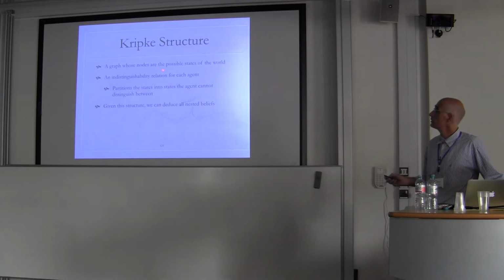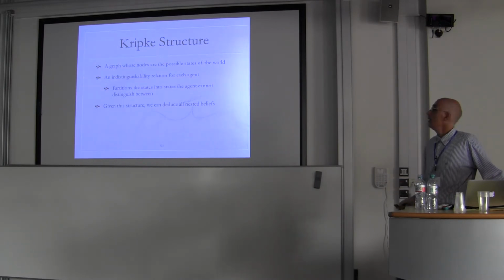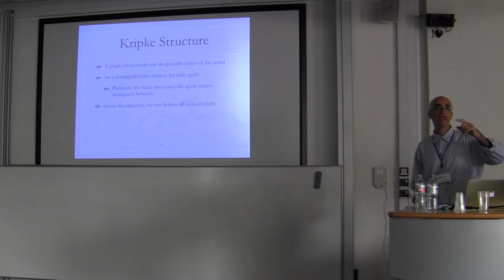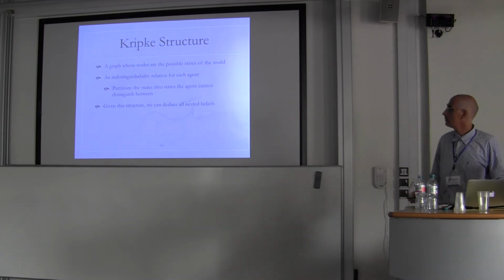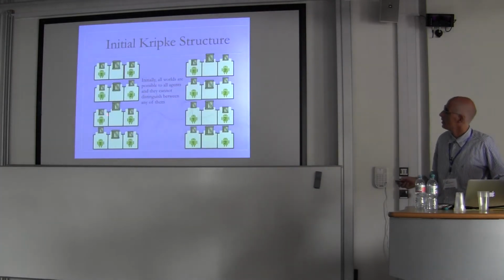It's a graph whose nodes are possible states of the world, and an indistinguishability relation for each agent. Okay? The indistinguishability relation basically partitions the set of states into those that the agent cannot distinguish. Given this structure, we can deduce any nested beliefs that we want. So here's our example.